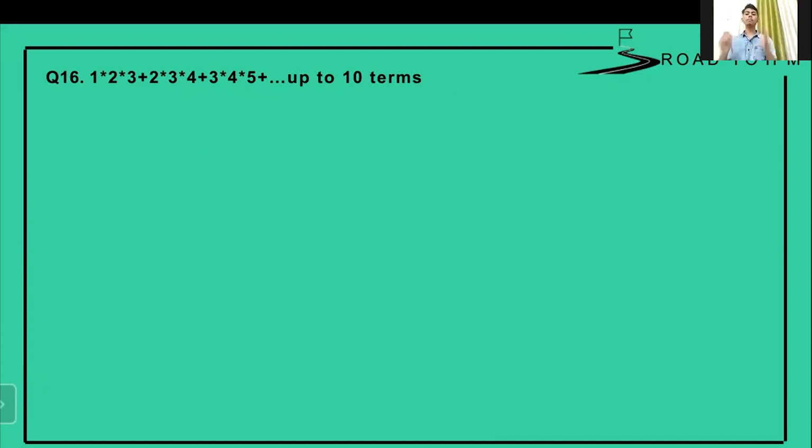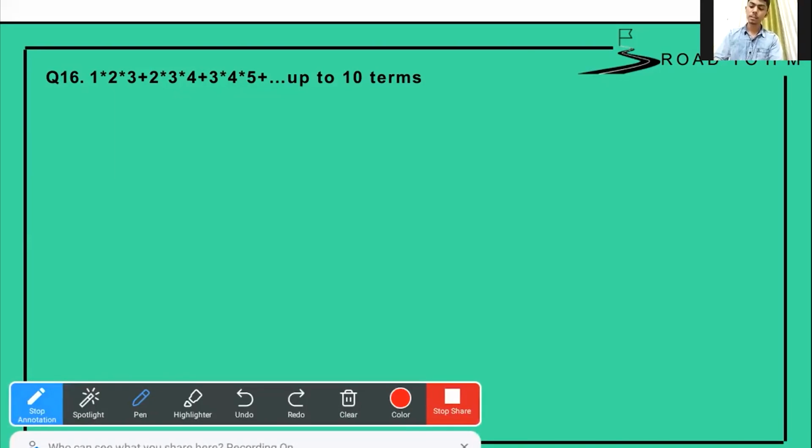So, how to approach this question? All you have to do is, step 1, find the nth term of this series. What is the nth term of this series? For example, here the first term is 1 multiplied by 2 multiplied by 3. There is one pattern that you can notice every time you look at each element of the series. This is the first term of the series, this is the second term, this is the third.